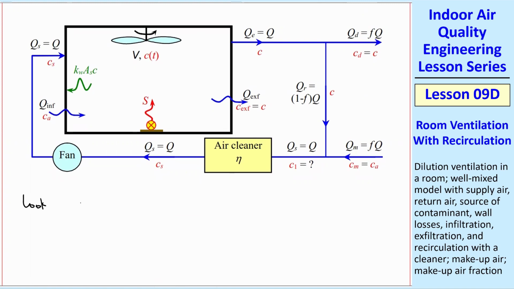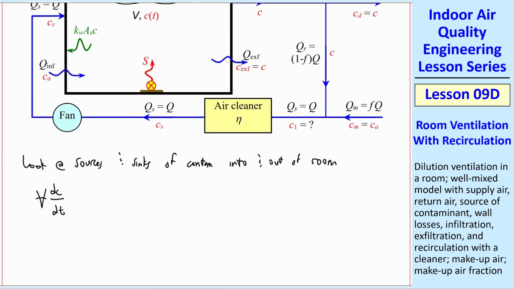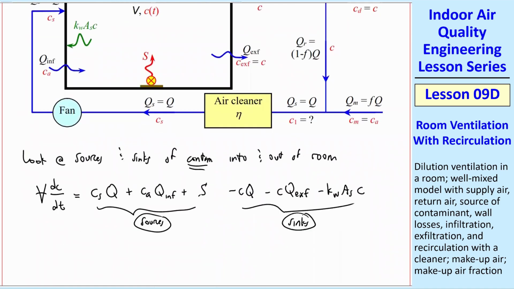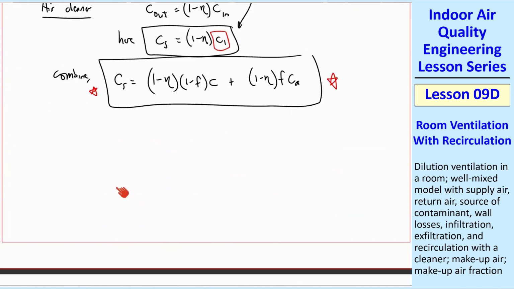Look at sources and sinks of contaminant into and out of this room or building. VdC/dt, it's always the same. We start with that. We put in all the sources, then the sinks. Now you're tempted to say, oh, divide by V, and then this whole group is B, and this whole group, if you divide by V, is A. But that's not true. It gets more complicated because we solved for CS, and CS contains some terms with C and some terms without C.